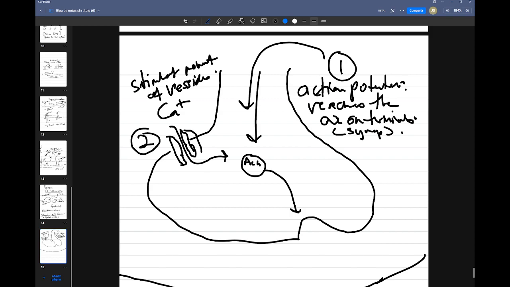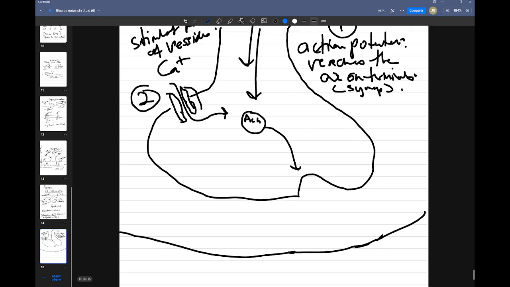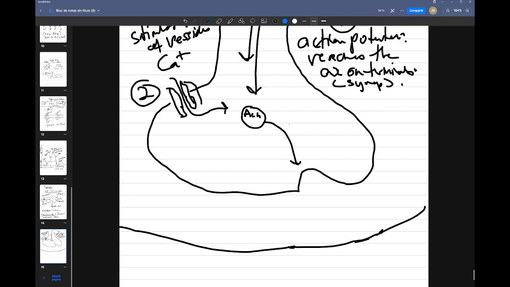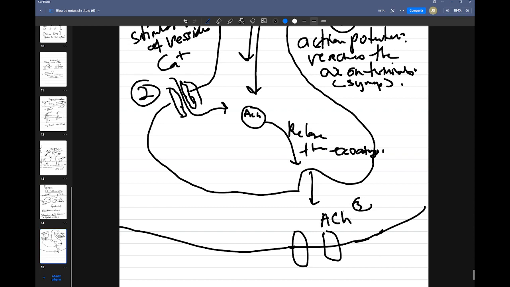The acetylcholine is released through exocytosis. So we're going to have exocytosis happening, and the acetylcholine is going to be released. Now, the third step: there are channels for sodium. The acetylcholine will attach to the sodium channel and allow sodium to enter the postsynaptic neuron. This is a ligand-gated channel.